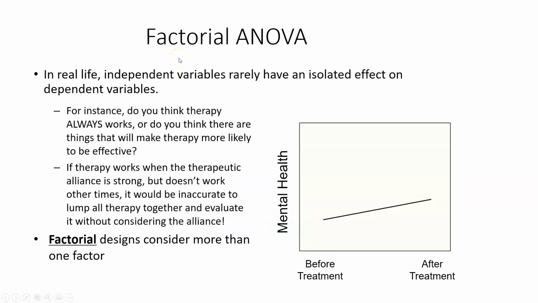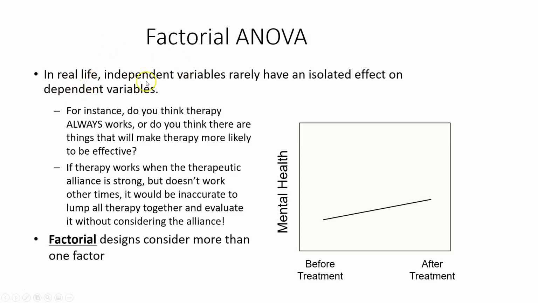Factorial ANOVA is what we're going to be talking about in this module. Now we already briefly touched on the idea of a factorial ANOVA in our last module, but I just want to explain what the purpose of a factorial ANOVA is.